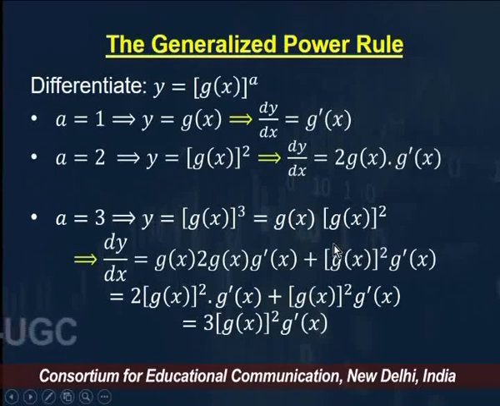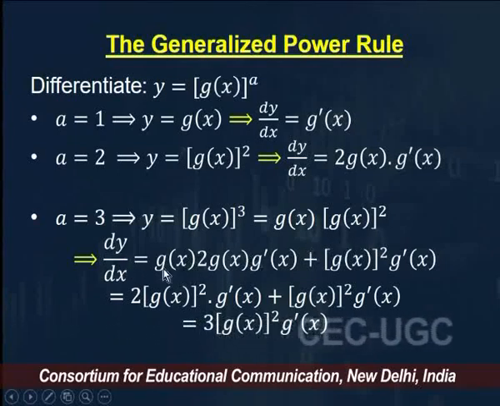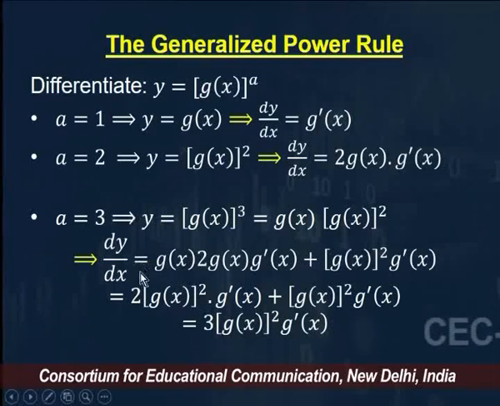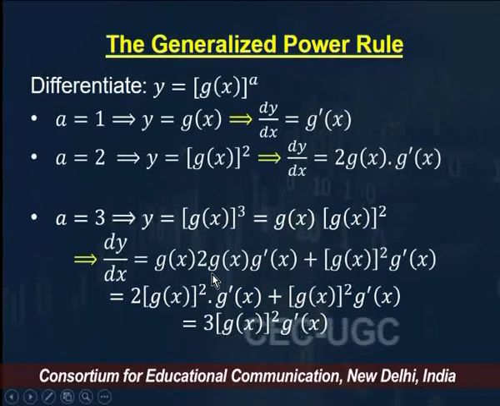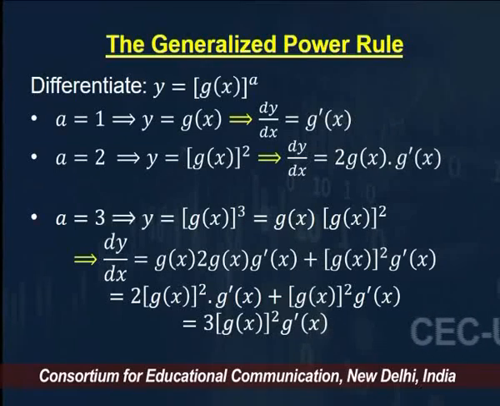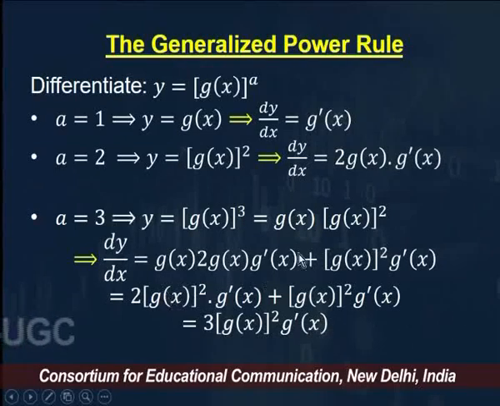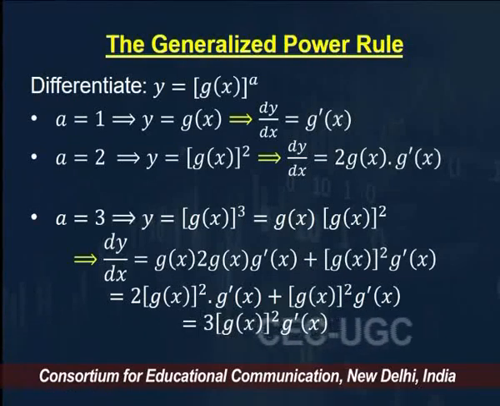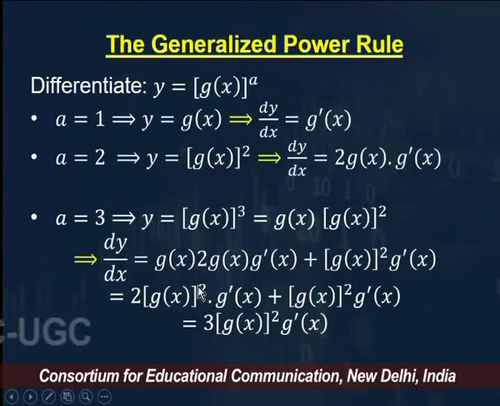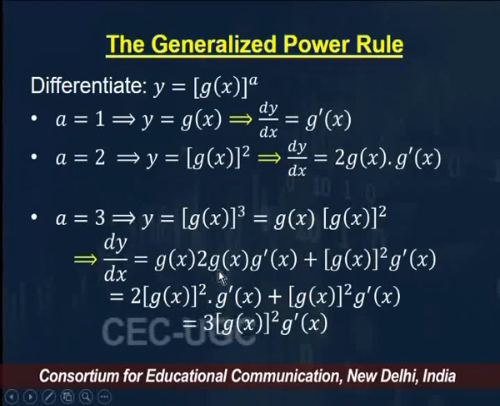Now again here we can use the power rule, and we can use a product rule. If we use a product rule, then dy by dx is equal to g of x, the first function, times the derivative of the second function, which is 2 times g of x times g prime of x, plus the second function, which is g of x the whole squared, times the derivative of the first function, which is g prime of x. Now, if we just do some algebra here, we can combine these g of x terms.